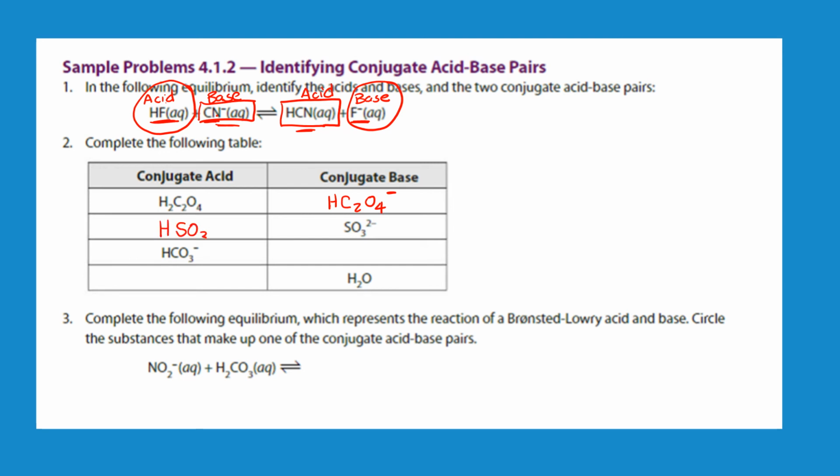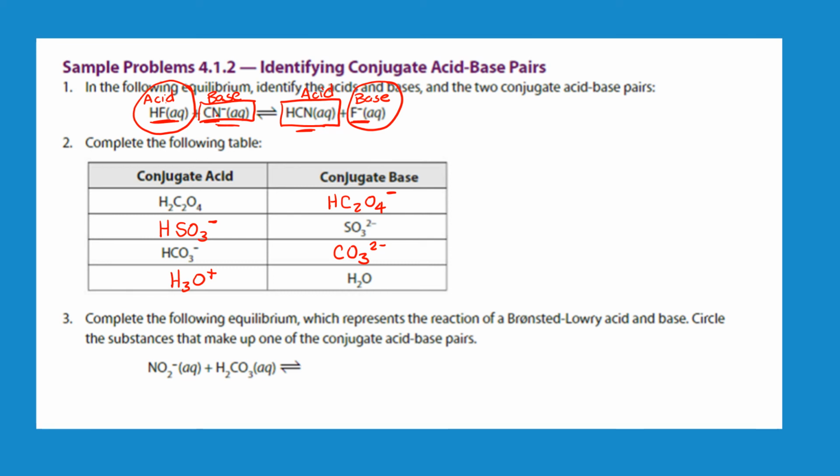So I have HSO3, and instead of 2 minus, I'm going to add 1, and I just get a single minus. Conjugate base of this one, we're going to take away one of those H's, we're going to take away 1 from the charge, so I get 2 minus. And finally, the last one, I'm going to add a hydrogen ion, so I'm going to get H3O, and it's going to take on a positive charge.